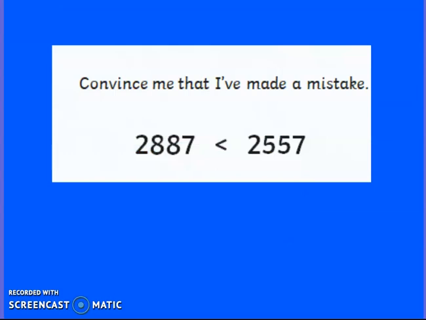Following on from that, can you convince me that I've made a mistake in this sentence? 2,887 is less than 2,557. Pause the clip and write in your maths book. You might want to start your sentence with, "This is incorrect because," and can you tell me why I've got this wrong? Pause the video and press play when you're ready to listen.